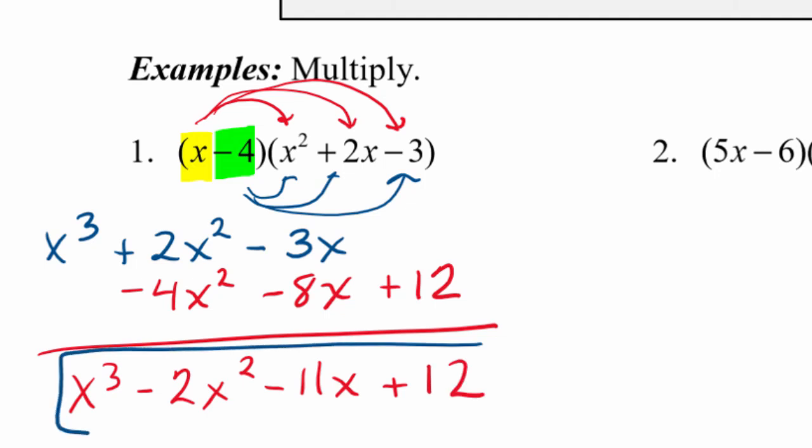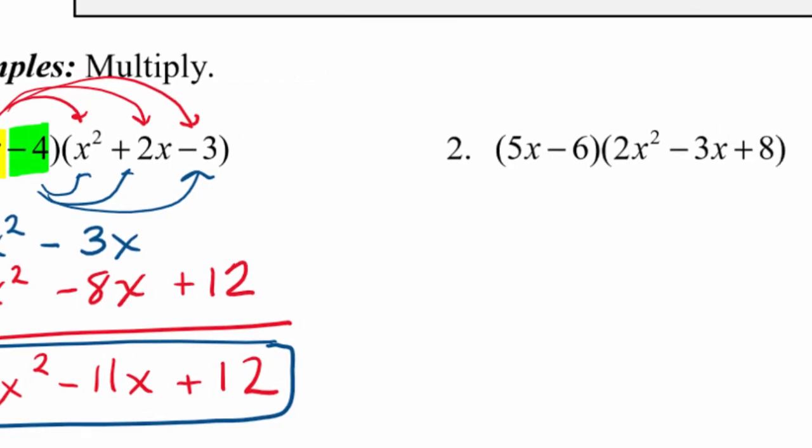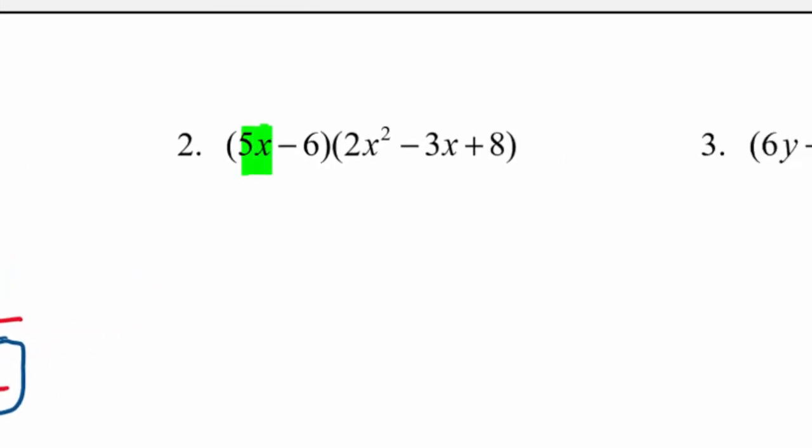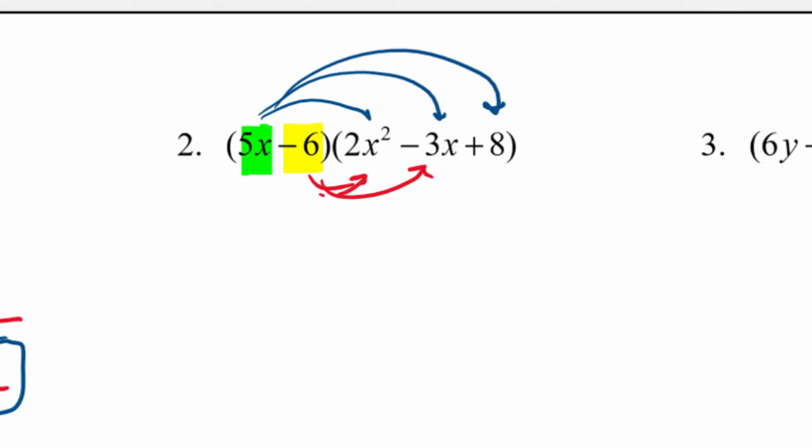So the work itself is not that difficult because we've done all our previous work with multiplication. You just have to be sure that you don't miss a term when you go to distribute. Let's try number 2. We'll distribute the 5x first, all three terms in the trinomial, and then we'll distribute the -6 times all three terms of that trinomial.